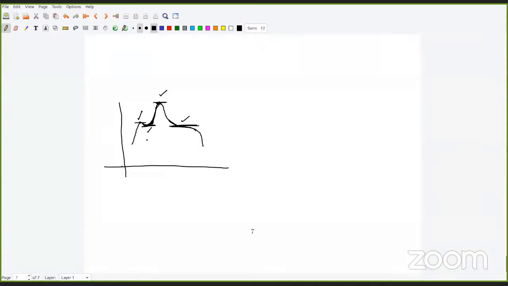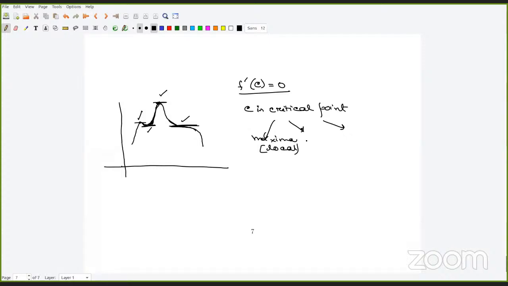Okay, so let me write it down here first. Suppose f dash c is 0. That means c is a critical point. And for a critical point, there can be 3 cases: maxima, minima, and saddle point. So these are local. These 3 cases can occur.